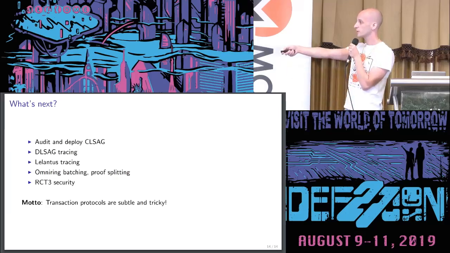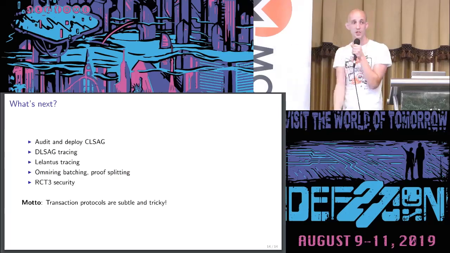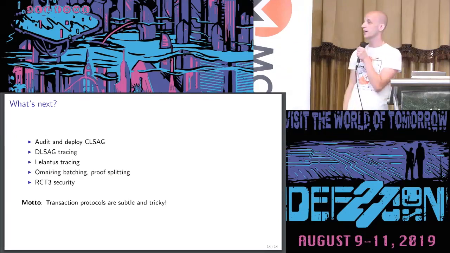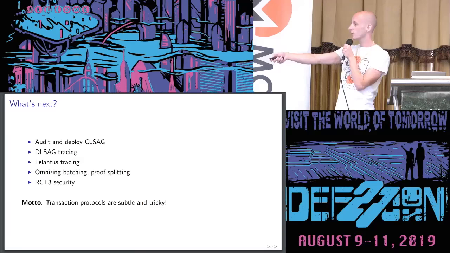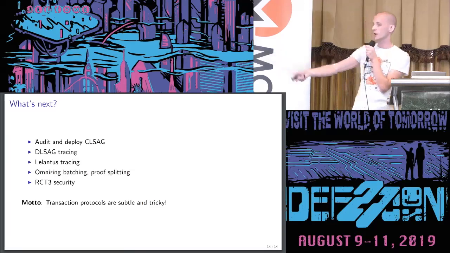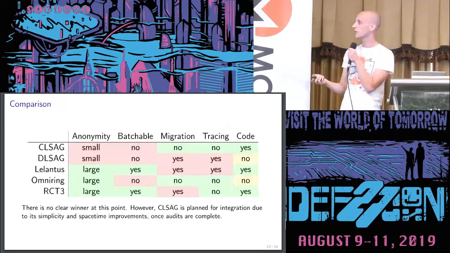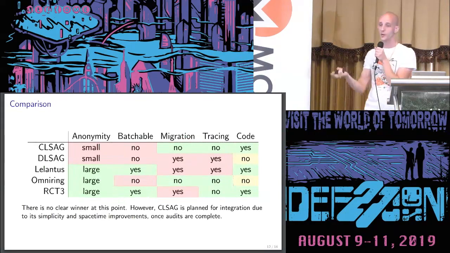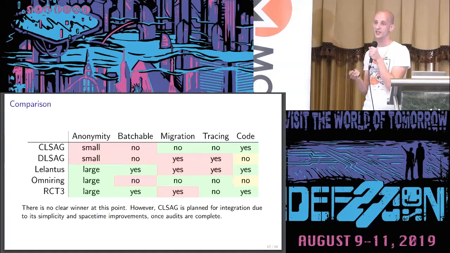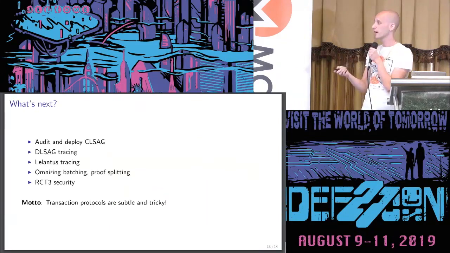And for RCT3, it's really a question right now of making sure that the security proofs on it are nice and solid. But the motto of all this, if you take anything away, should be that transaction protocols are very subtle and very, very tricky. That table should have hopefully told you that you don't really get everything for free. While it would be fantastic, I don't think anyone's fully solved the idea of something that is trustless and efficient in every way. The goal is to iterate and get better, and these protocols all definitely do that, but in different ways.